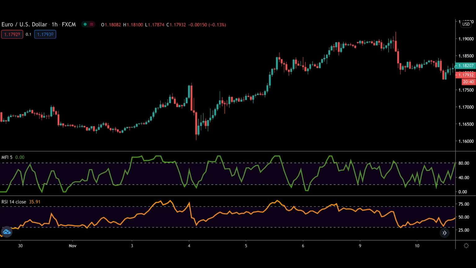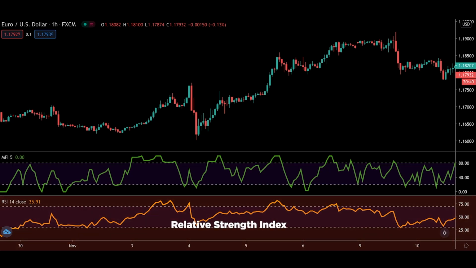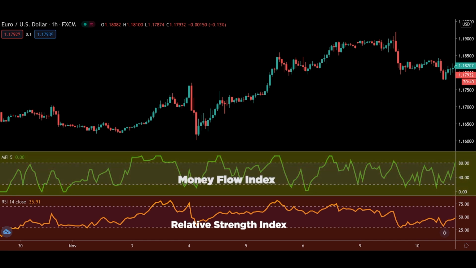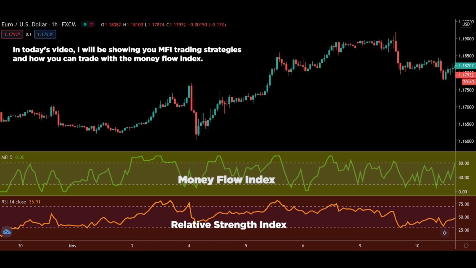You probably heard of the Relative Strength Index or RSI in short, but have you heard of the Money Flow Index or MFI in short? Well, if you haven't, then you are in for a treat because the MFI is far superior to the RSI. Get ready to toss out the RSI because in today's video, I'll be showing you MFI trading strategies and how you can trade with the Money Flow Index.